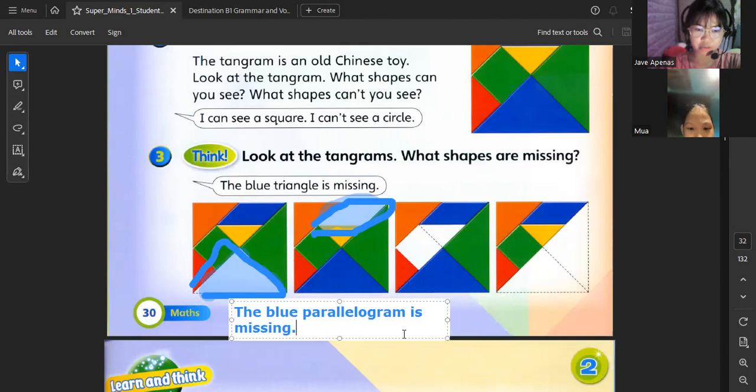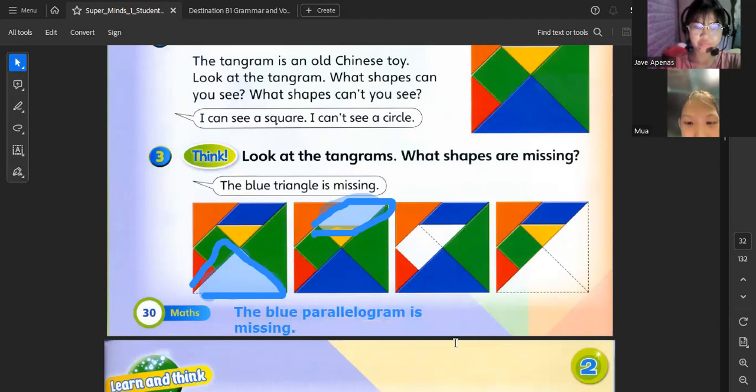Okay, how many shapes are missing? Two shapes are missing. Very good. And what are the shapes? Triangle and square. Very good. Okay, you say triangle and square are missing.